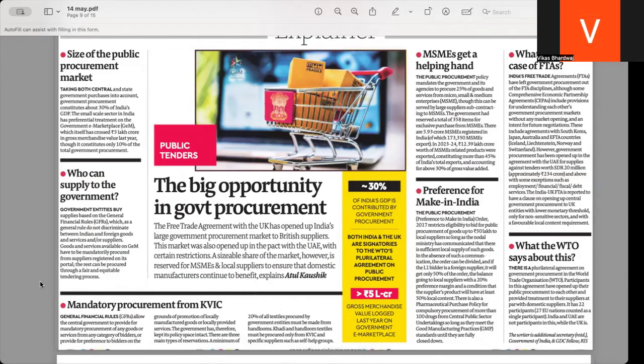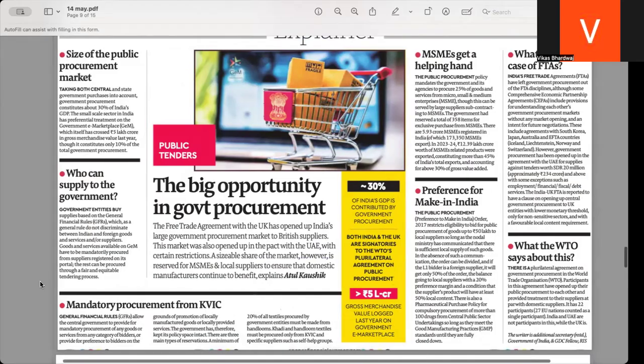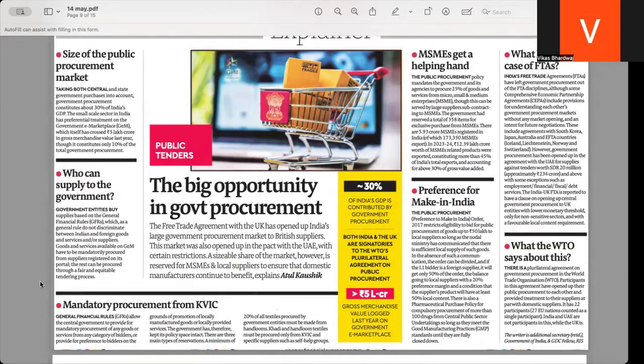Mandatory procurement from the Khadi and Village Industries Commission is one part, so that it can grow, and there is a kind of promotion for that. It is going to help the self-help groups also. Preference is there for Make in India in public procurement. The Preference for Make in India Order 2016 restricts eligibility to bid for public procurement of goods up to 50 lakh to local suppliers, so long as the nodal ministry has communicated that there is sufficient local supply of such goods. So there are certain kinds of opportunities, certain kinds of areas.